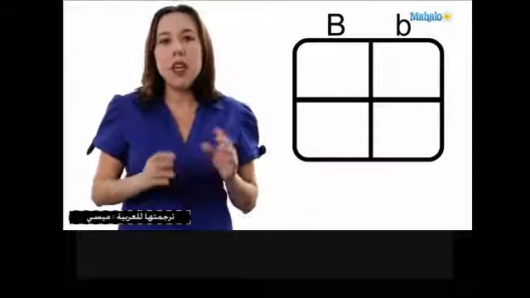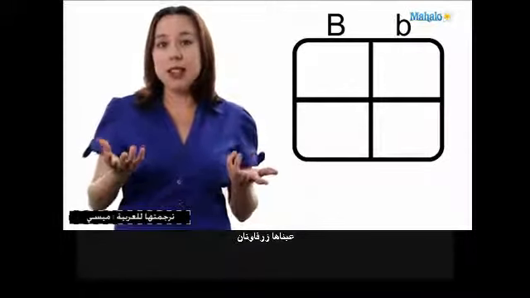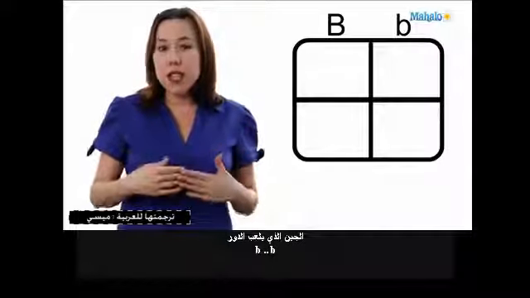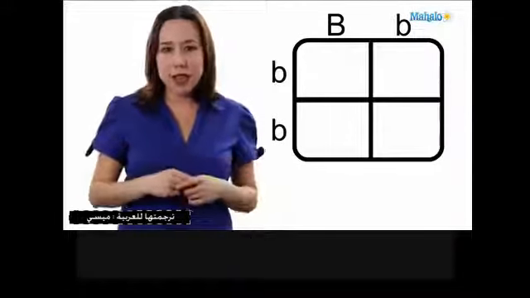Big B, little b. He's heterozygous, meaning he has 2 different alleles. What about the mom? The mom has blue eyes. So phenotypically, her expression that you see on the outside is blue eyes. Her genotype, or the genes at play, are going to be little b, little b, or homozygous recessive.